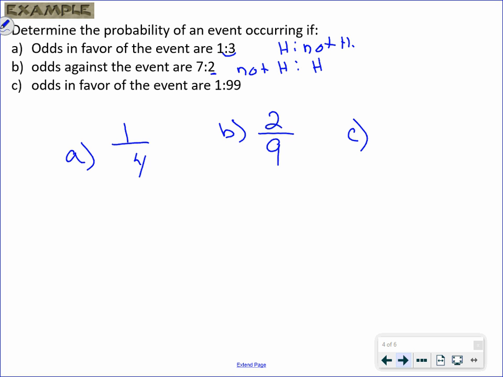And for part C, we still want to determine the probability of an event occurring if the odds in favor of the event are 1 to 99. So in favor says that the part that's happening comes first, so that's 1. Out of the total amount, so 1 plus 99 is 100. So 1 out of 100.